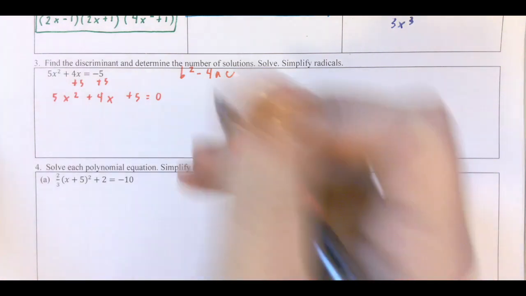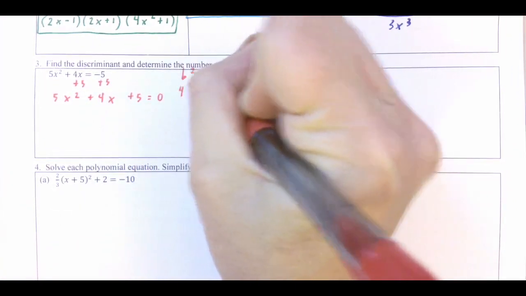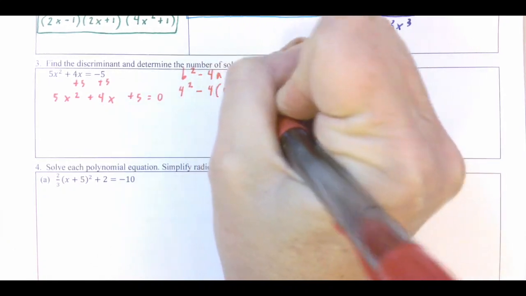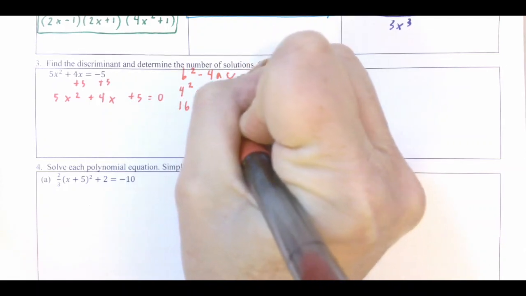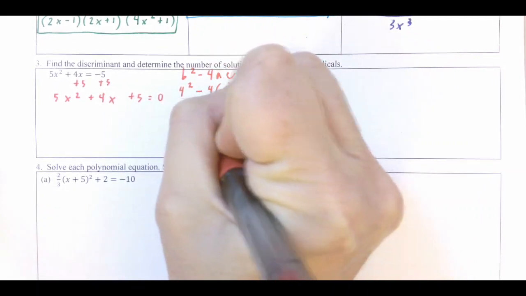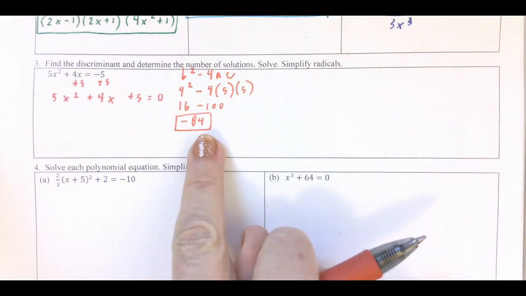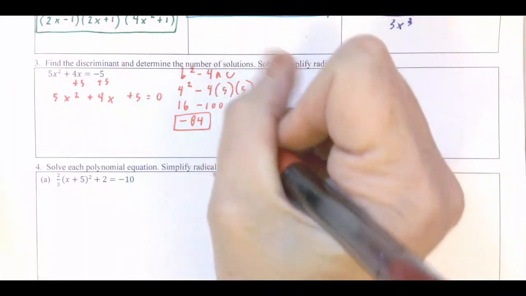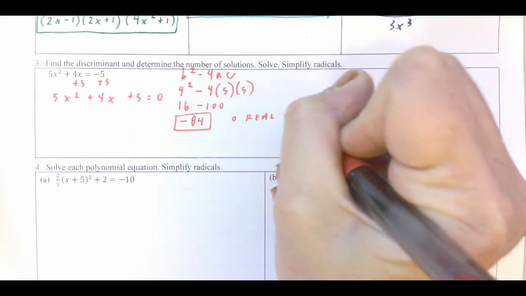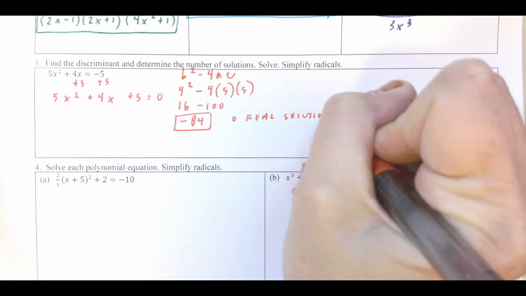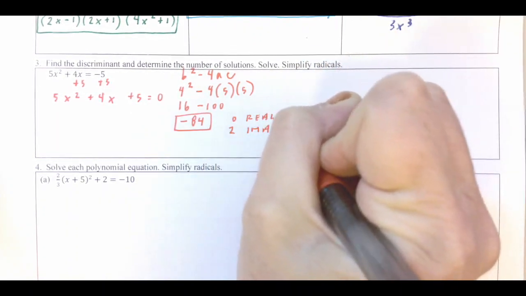So when I plug in, I have 4 squared minus 4 times 5 times 5. So 16 minus 100 is a negative 84. So that's the value of my discriminant, and that tells me that I have 0 real solutions or 2 imaginary solutions.